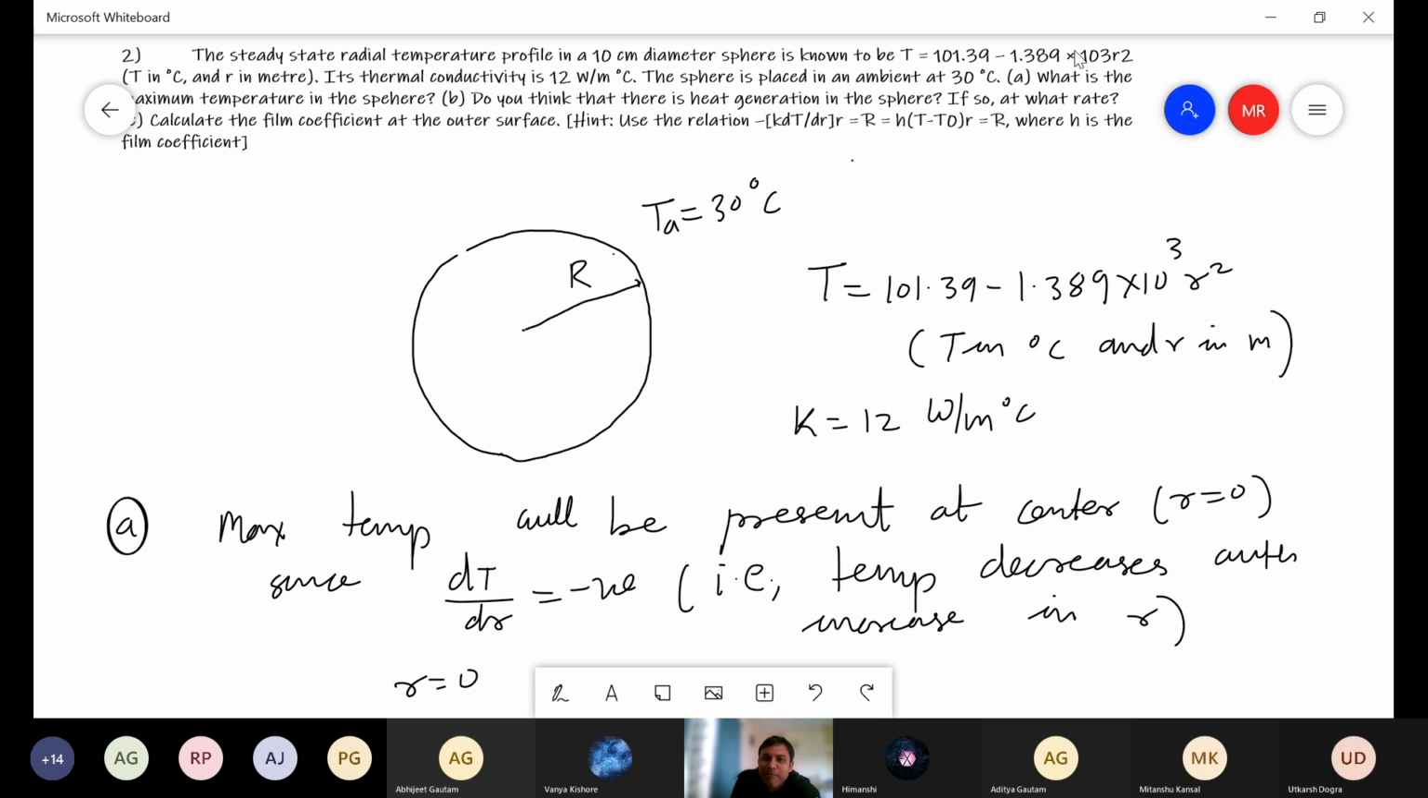This is the steady state temperature given, isn't it? That means the center temperature is not varying. It is going to be constant at 101.39 and there is a constant dissipation taking place outside the sphere. And if you look at the rate of change of temperature with respect to R, it is decreasing as R is increasing. So that means there is a continuous dissipation taking place outside the sphere. So continuous dissipation taking place means there should be a continuous generation. Then and only then the temperature here at the center will be maintained at 101.39.